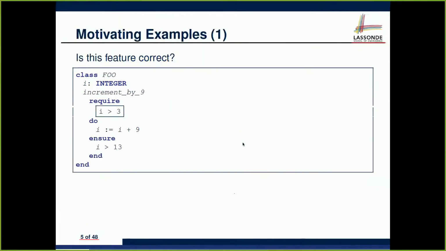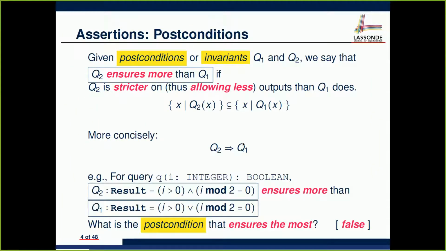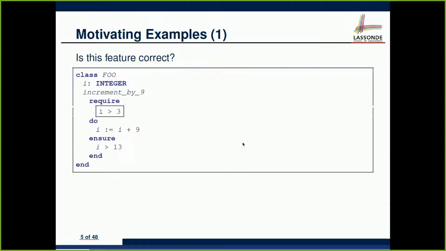So now let's start with our first example. What we talked about previously were just warm up, right? Just to clarify the terminology. But now we're going to talk about the first example. Okay. Now let's talk about this particular command or feature. Let's say we have a class called foo, and then we have only one attribute called I, of type integer. And then we have a command called increment by 9, okay? And then, well, it's quite obvious what it will do, right? It will increment the value of I by 9.